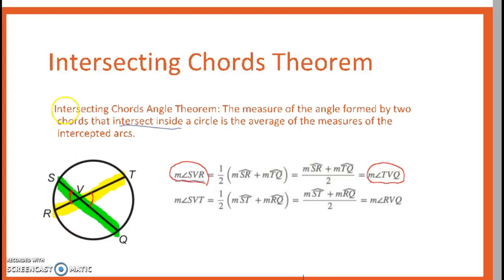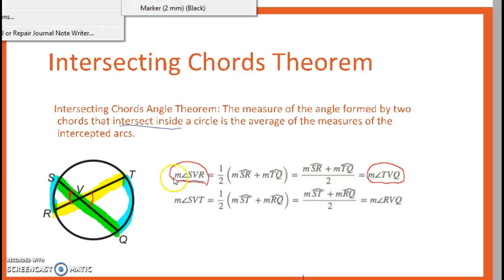So what I do is I find the measure of this blue arc and the measure of this blue arc. Even though they might be different, I'm going to add them together, divide by 2, and that gives us one of each of those red angles. So, in other words, the measure of SVR is half of the measure of those two arcs added together, arc SR and arc TQ. And that's also going to equal this same angle in red that we see.